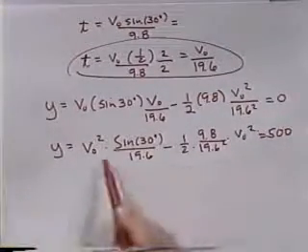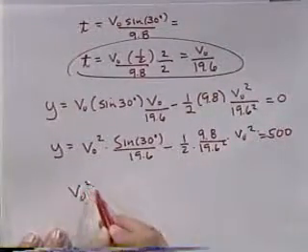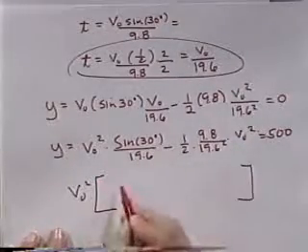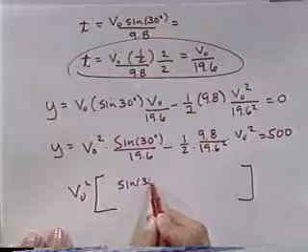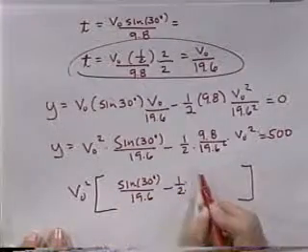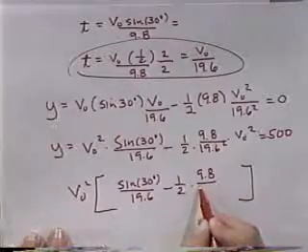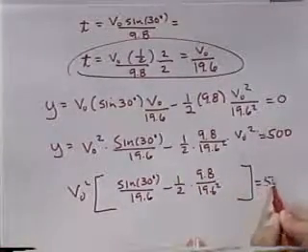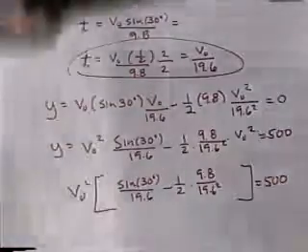Okay? Well, if you notice on the left, why don't we just factor out the v naught squared times this awful mess? Let's find out what this number is right here, because it's going to be sine of 30 over 19.6 minus 1/2 times 9.8 over 19.6 squared. Let's see what that turns out to be. Okay, so popping that in, let's see what we get.